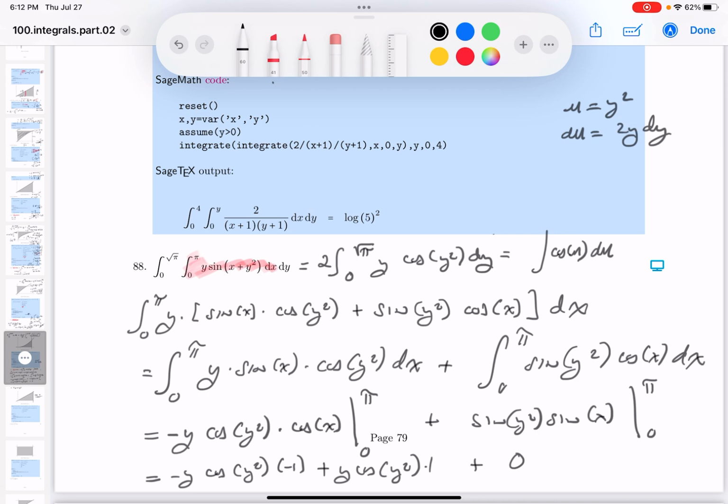And then I've got this lower limit, 0, and I plug it in for y. What do you get for u? You get 0. And if you plug in root pi for y, y squared gives you u equals pi. Let's write this down. It's going to be sine of u evaluated from 0 to pi. What does that give you? Sine of pi is 0, and sine of 0 is 0, so it just gives you 0. So I'm going to commit to that answer, and I think we've completed that.